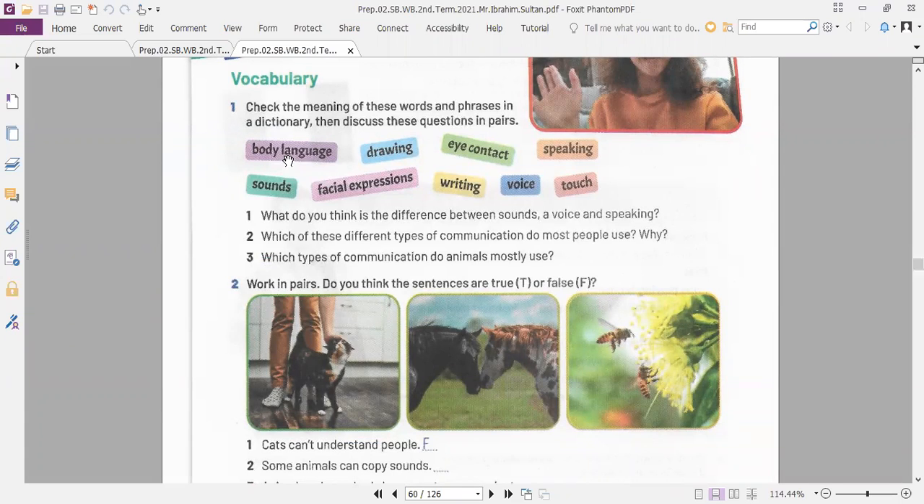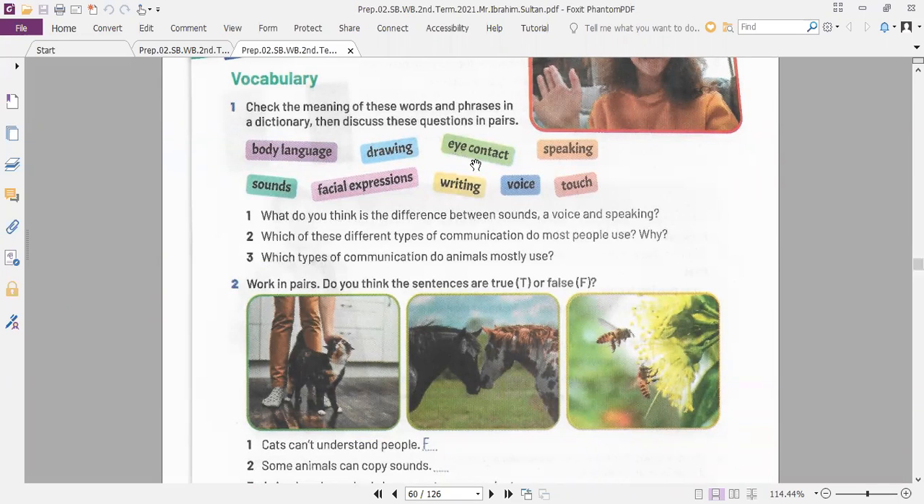The signs we make with our body to describe something. Very good. We can say the way you move your body that shows people what you are feeling. The way you move your body to show what people are feeling. Okay, very good. Of course, you know what I mean by drawing.